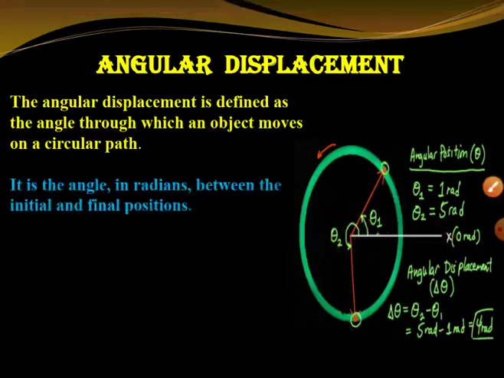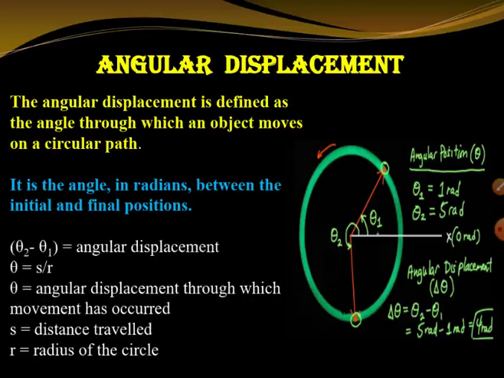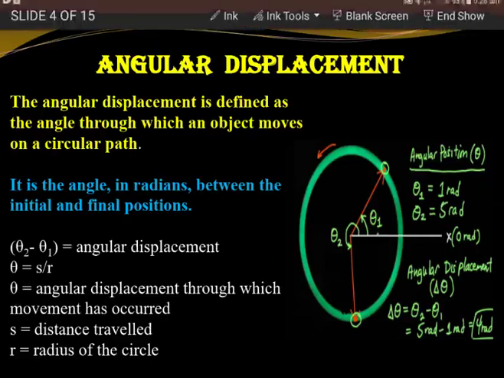So it will be given here also just like that. It is the angle, its SI unit is radian, between the initial and the final positions. So it is a difference in angle, I should say, between the final position and the initial position. It is what is given here. So your angle described can also be expressed as what? This theta is equal to what?